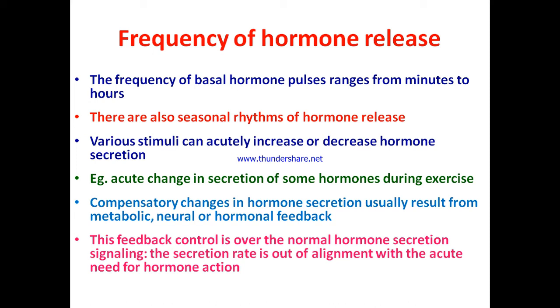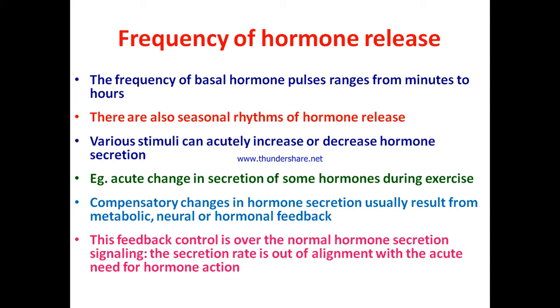Then compensatory changes in hormone secretion usually result from metabolic, neuronal and hormonal feedback. So these feedbacks are quite important. That controls the compensatory release in the hormone secretion and release. Different stimuli such as metabolic, neural and hormonal feedback cause compensatory change in the secretion of the hormones. They can increase or decrease the secretion of hormones, these stimuli.